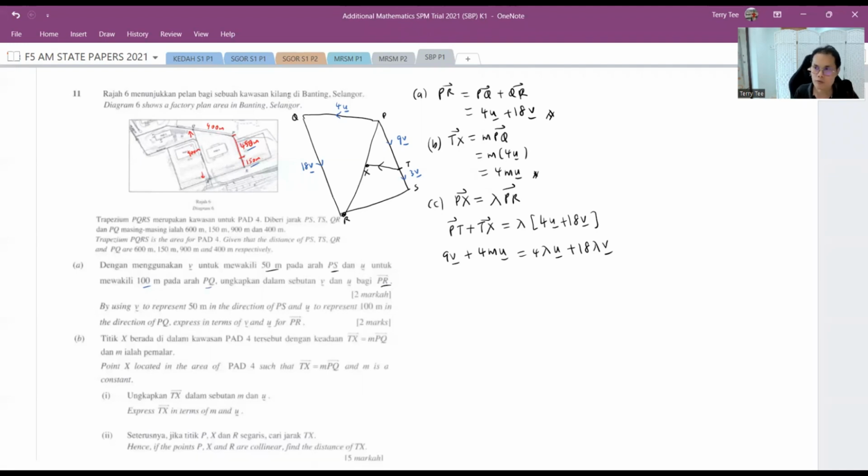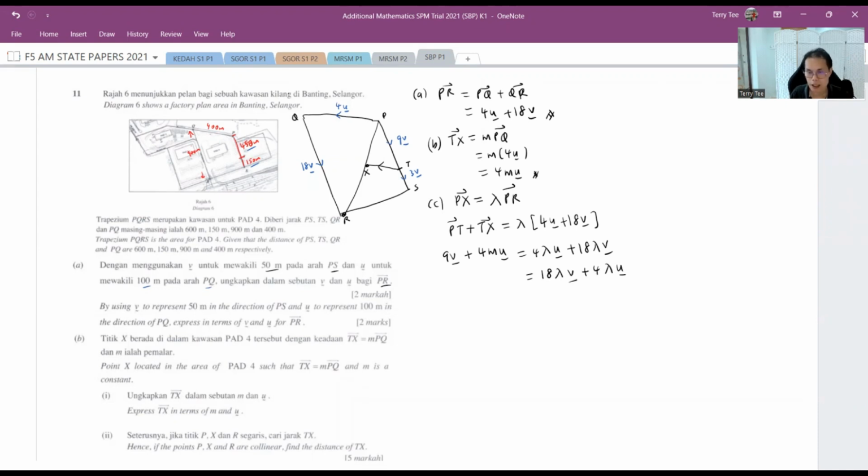So in order to find the value of m, we need to find the distance TX. So let's compare one by one, but be careful. This is v first, m is later. You may want to rearrange either the left or the right, it doesn't matter. Maybe I rearrange the right: 18 lambda v plus 4 lambda u.